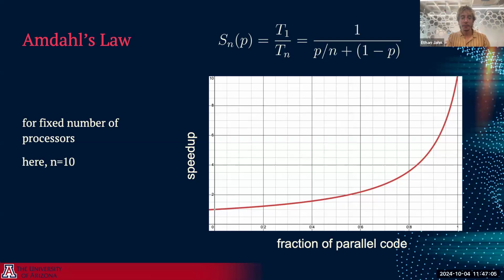Here's another graph of the speedup versus the fraction of parallel code for a fixed number of processors. The fraction of parallel code only makes sense between 0 and 1. It's a little hard to read, but the left and right ends of that should be 0 and 1. So it doesn't make sense to go beyond 1. You get a maximal speedup related to the number of processors that you have when you have 100% parallel code.